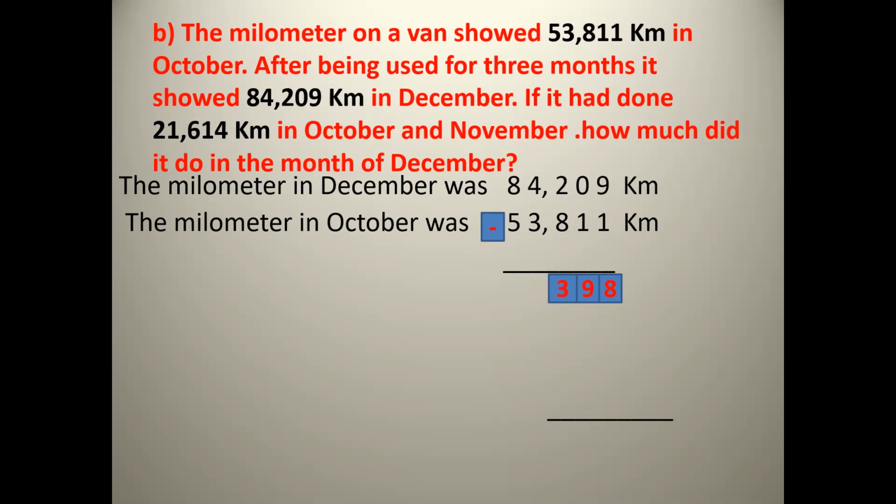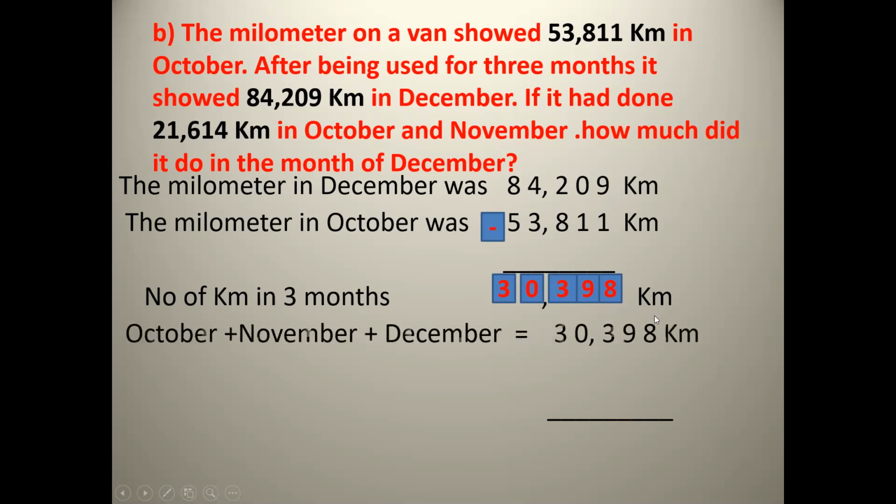If you subtract 3 from 3, it will be 0. 5 from 8, it will be 3. So this is the number of kilometers in 3 months. Okay, 30,398 kilometers. Now here, October, November, December.